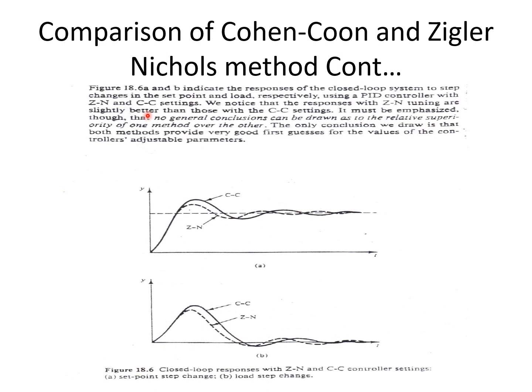It must be emphasized, though, that no general conclusion can be drawn as to the relative superiority of one method over the other. The only conclusion we draw is that both methods provide very good first guesses. Remember, first guesses for the values of the controller's adjustable parameters. So this will give you a reasonable comparison. You cannot make any general conclusion, but roughly you can say Ziegler-Nichols is better.